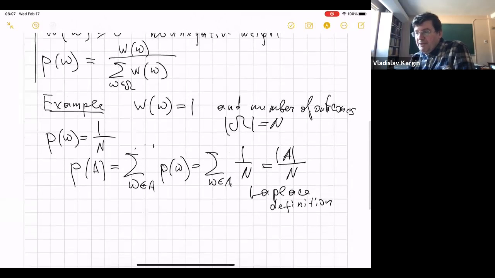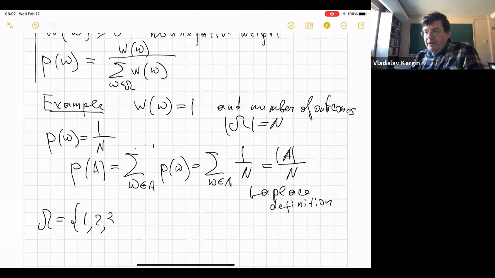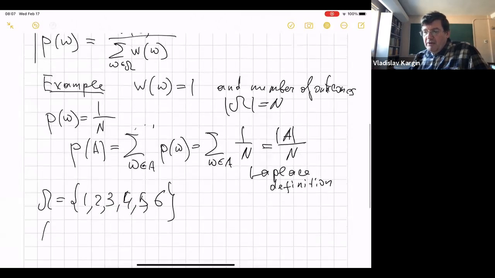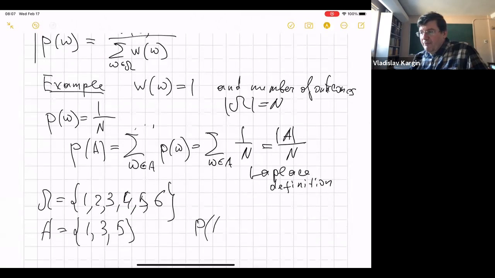And so this is the simplest example, which we have already seen. For example, if omega is equal to 1, 2, 3, 4, 5, 6, this is just the toss of a die, right? And A is equal to, say, 1, 3, and 5. Then the probability of A will be the number of outcomes in A, 3, divided by 6, the number of outcomes in omega, so it's equal to 1/2.